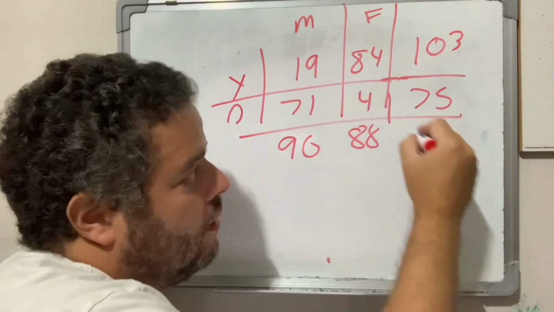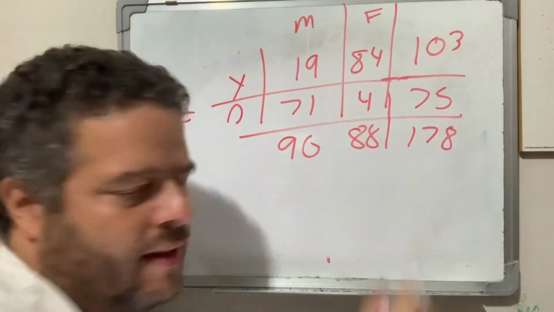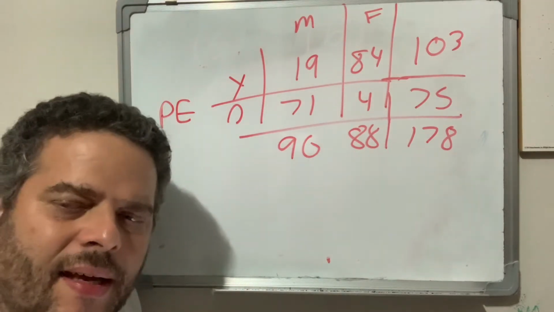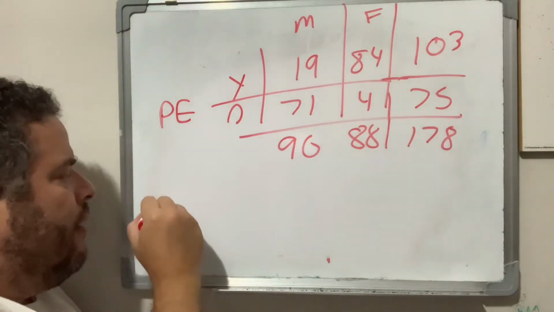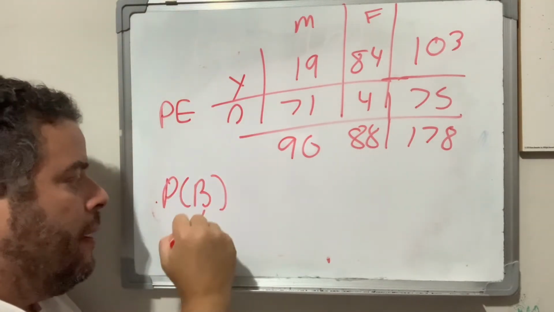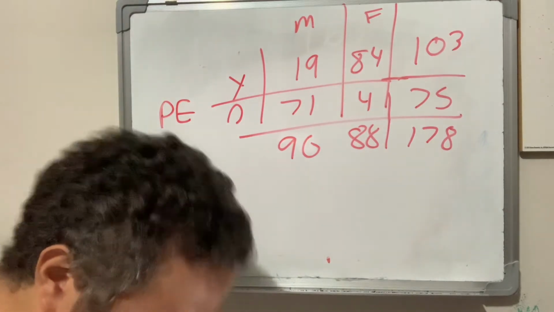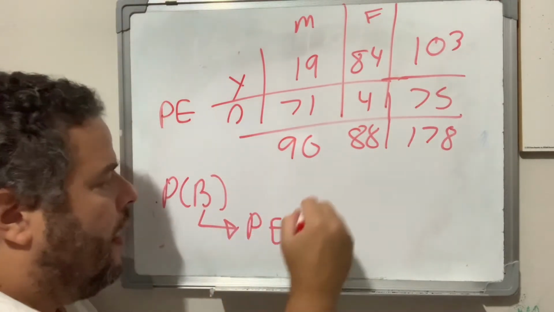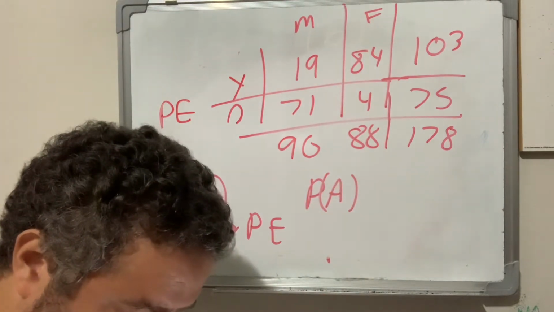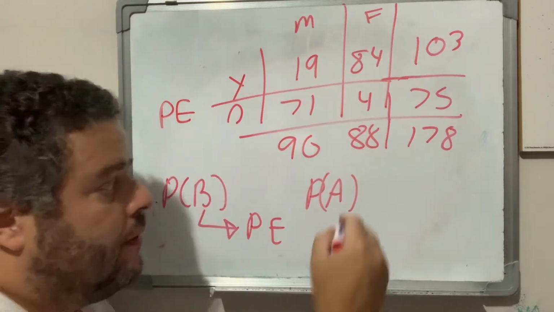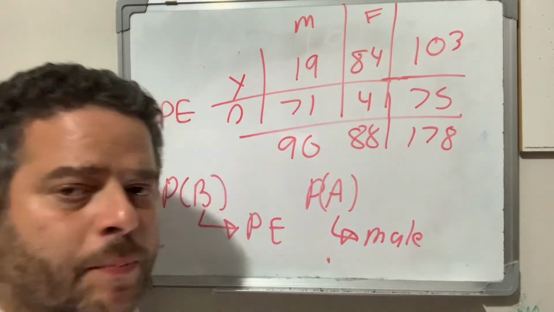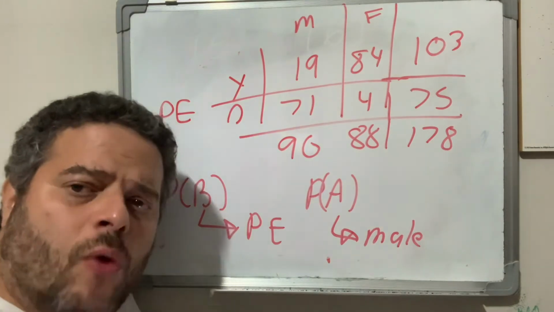75 and 178. Now for this example, let's go over A, B, and C. Whenever they're asking me probability of B happening, B refers to pierced ear. And probability of A happening, A means male student, regardless of whether their ear is pierced or not. So let's go over the first example.